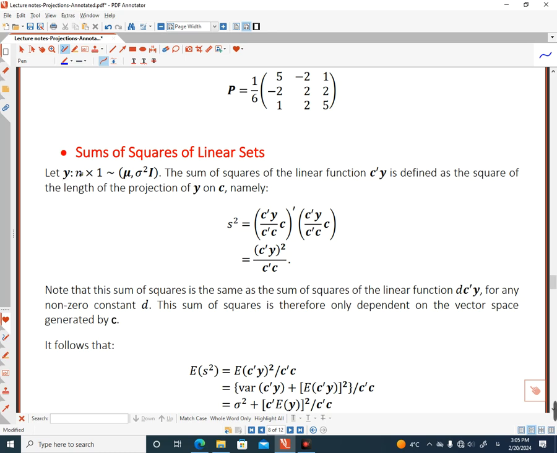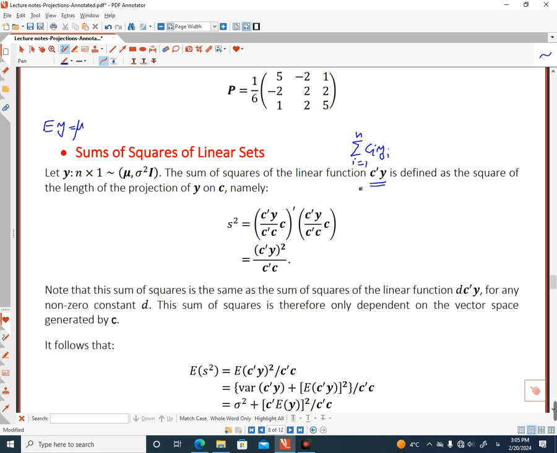Suppose that y is an n by 1 vector with the expected value equal to mu. So I assume that the expected value of y is equal to mu, and the variance covariance matrix is equal to sigma squared times the identity matrix. For the sum of squares of linear functions, we consider a linear function, and then we come back to this coefficient here. When you say c prime y, it means c1 y1 plus c2 y2, so I can write it as the sum of c_i y_i from 1 to n. Okay?